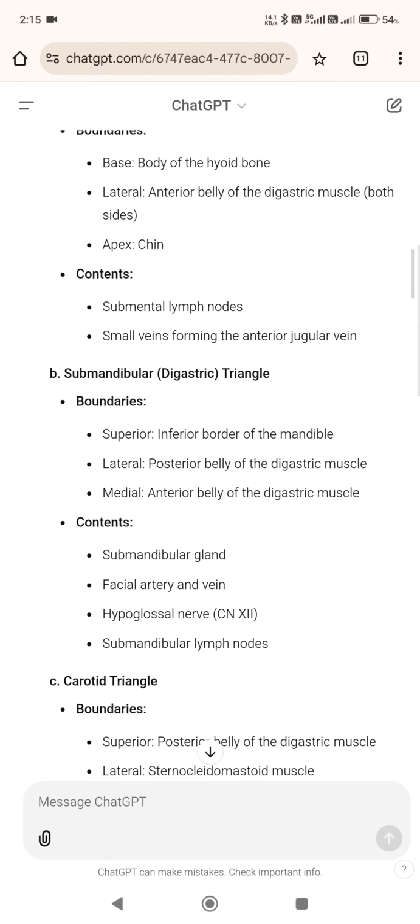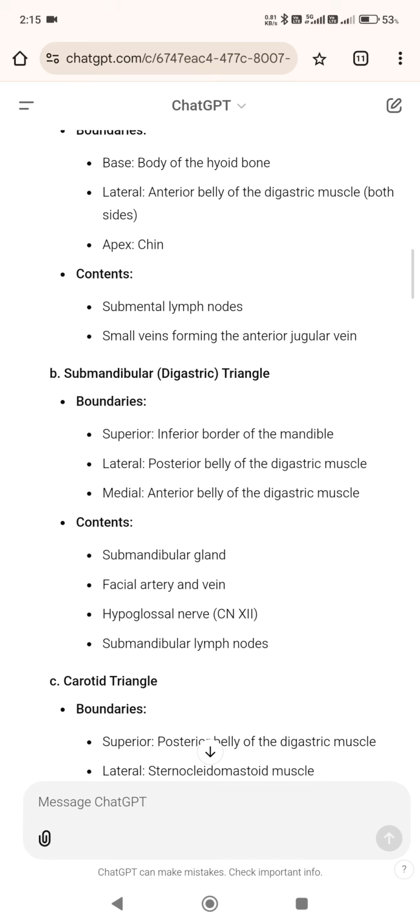B. Submandibular digastric triangle. Boundaries: superior, inferior border of the mandible; lateral, posterior belly of the digastric muscle; medial, anterior belly of the digastric muscle. Contents: submandibular gland, facial artery and vein, hypoglossal nerve, submandibular lymph nodes.